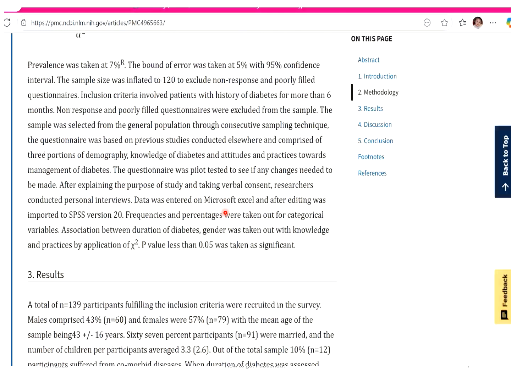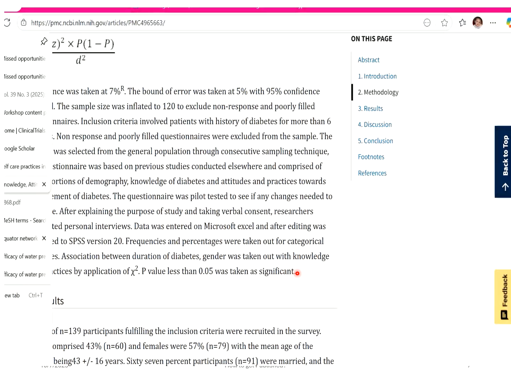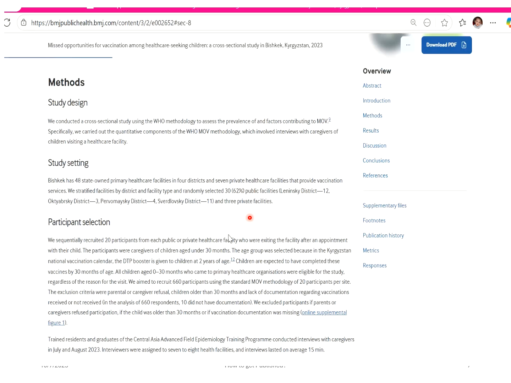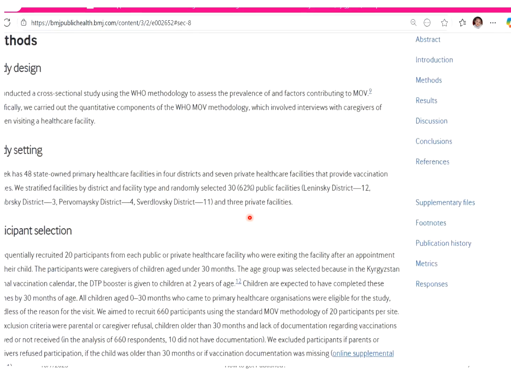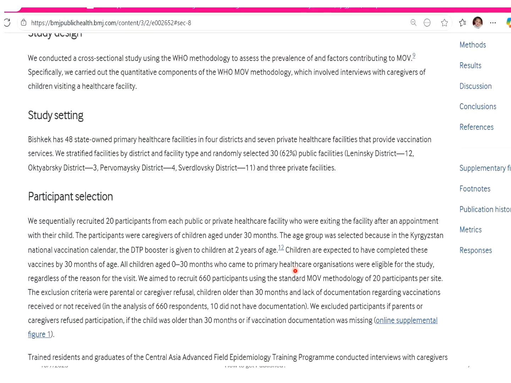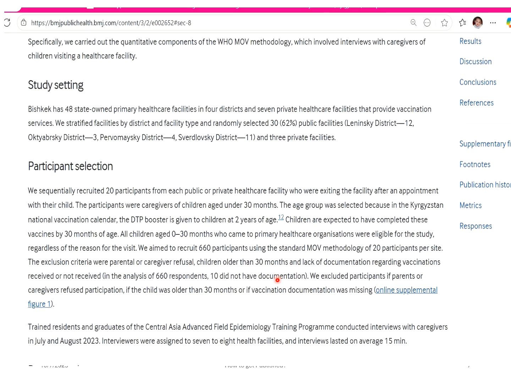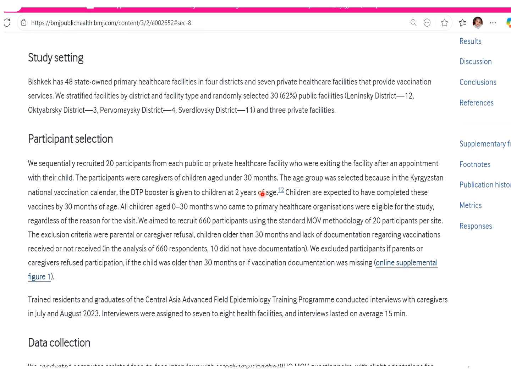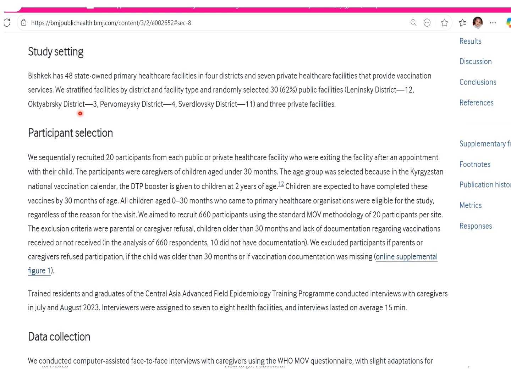Coming to the results, so here the methodology ends. I think this is sufficient methodology, but they could have given more detail about the operational definition of variables. This is another study where the study setting is separately mentioned.